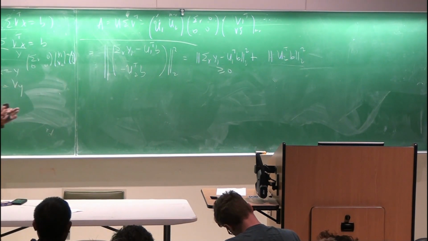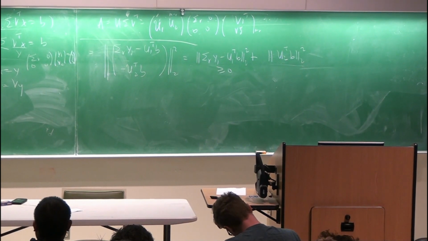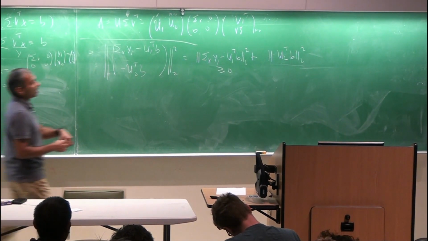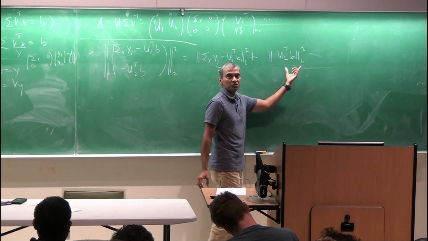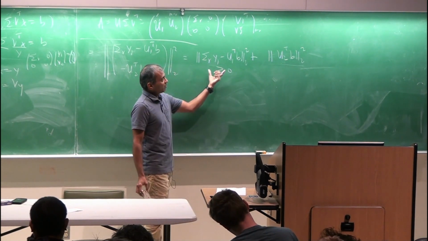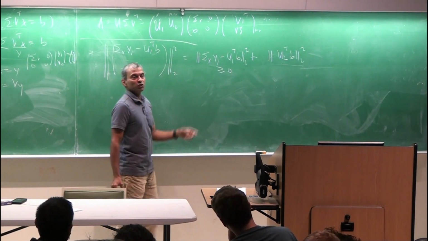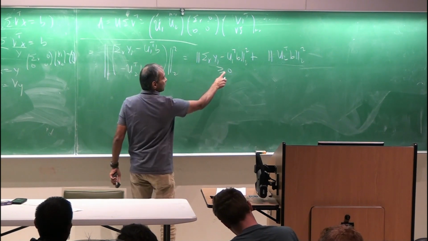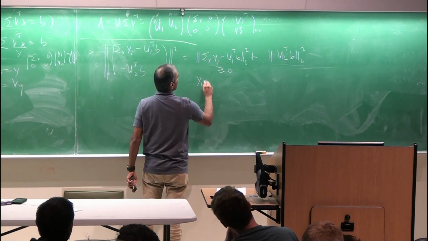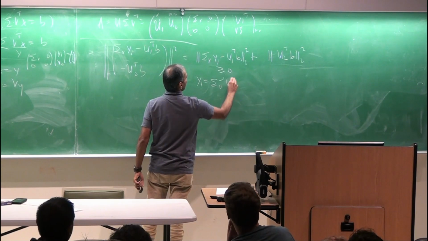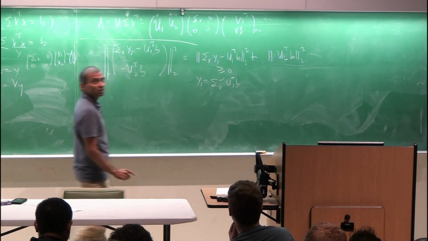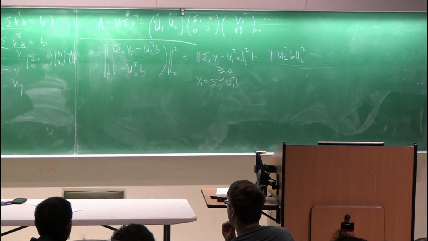So if I can pick a y to make that number 0, then I reach the absolute minimum, right? Because no matter what I pick for y, I cannot change this number, no matter what I do. So you just have to minimize this because this is a sum of two non-negative numbers. You just minimize the first one. But you can make it 0, right? So if I just pick y1 to be sigma r inverse u1 transpose b and plug it back in, you see that it is 0.